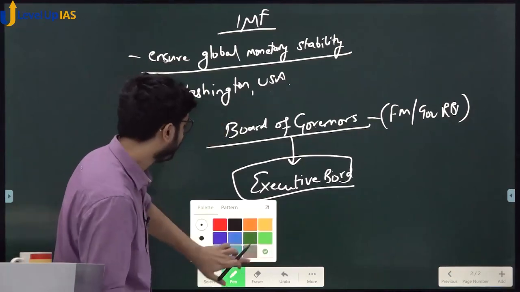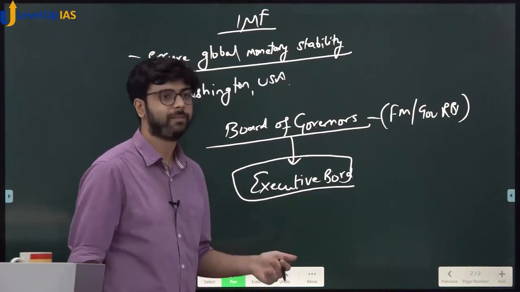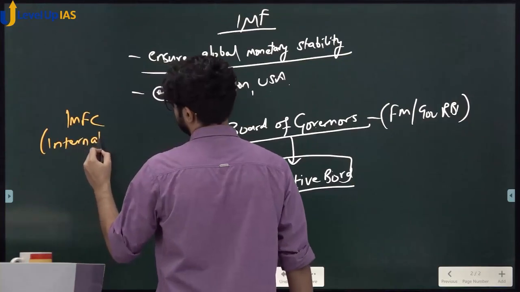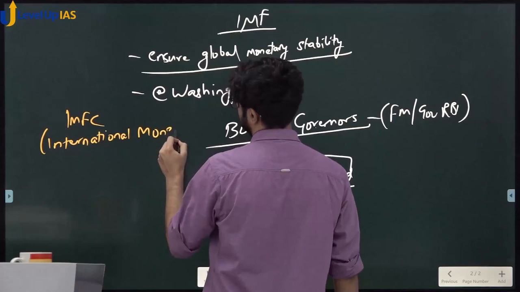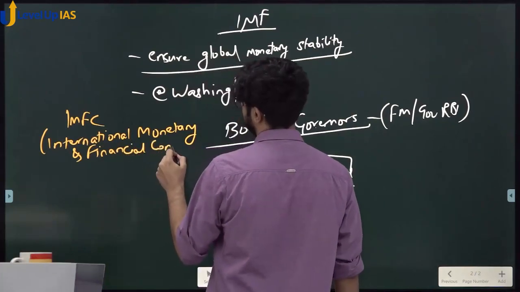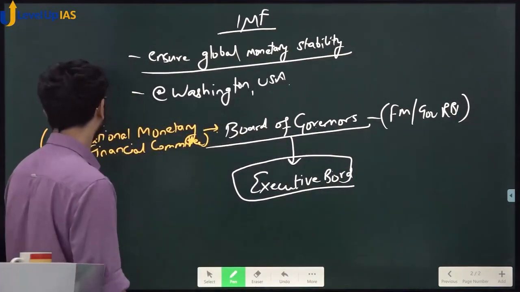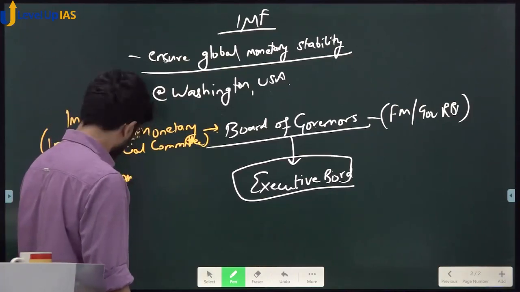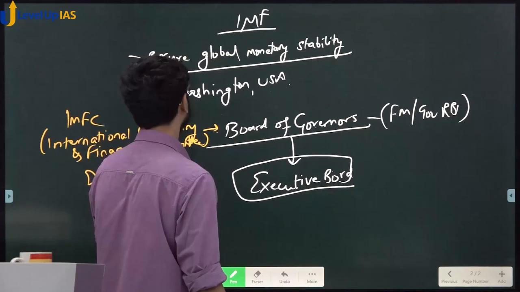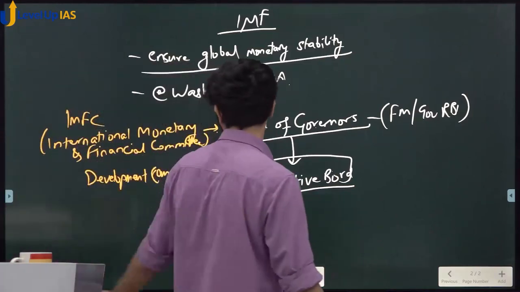To advise Board of Governors, there are two committees. They give advice. Is their advice binding? No. Sorry, but they are expert committees. So, one is called IMFC, International Monetary and Financial Committee, and second is the Development Committee. These advise the Board of Governors. Theek hai, let us speak about IMFC, right? IMFC ke bare mein baat karte hain.